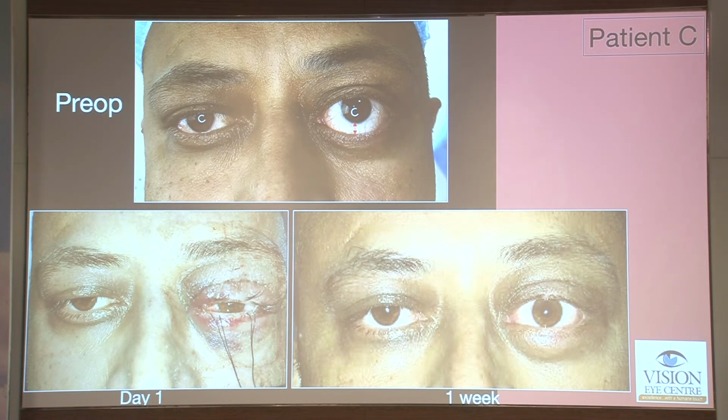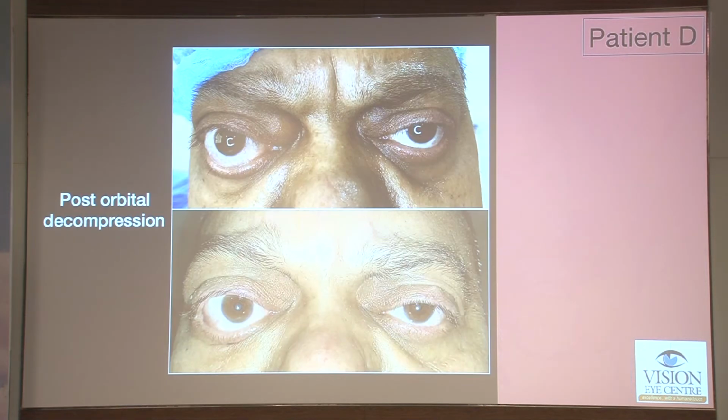This is a patient who had lower lid retraction because of thyroid eye disease, and we did a hard palate graft for him. Again, he was overcorrected, and he did well after surgery.